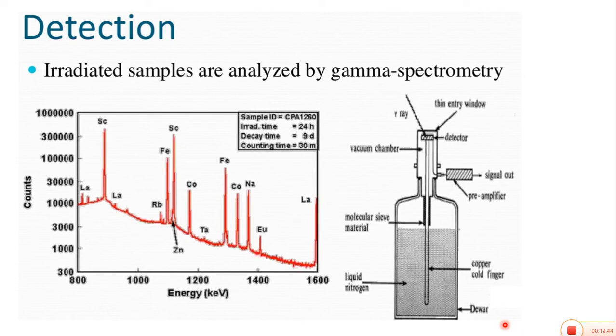So what is the detection? Detection of the gamma radiation that is emitted by the sample material is also known as gamma spectroscopy. If someone asks what you know about gamma spectroscopy, anything we perform for the detection of gamma radiation spectra of any element is known as gamma spectroscopy.